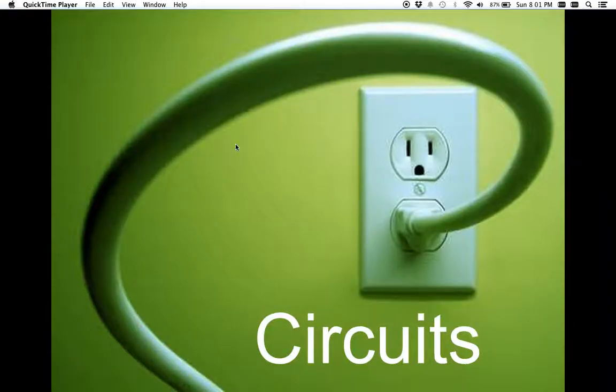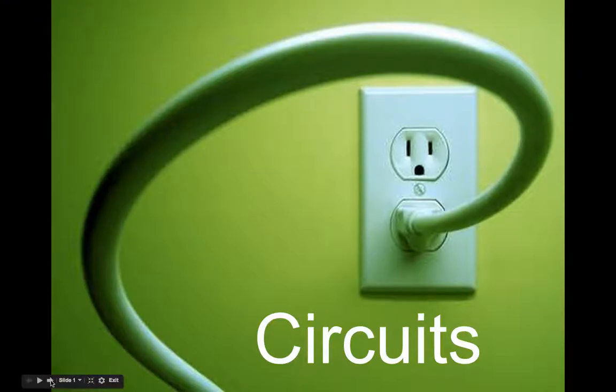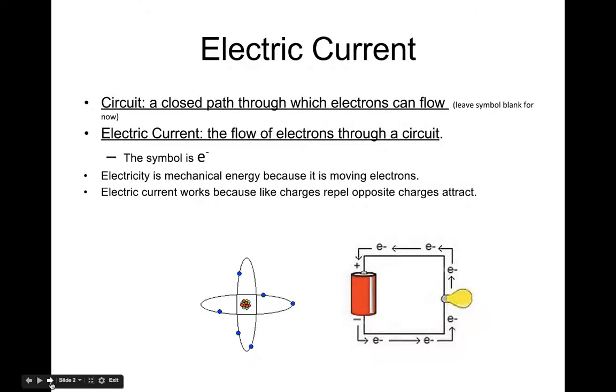Okay, so we're going to talk about circuits. We've talked about this before, but electric current is essentially just a measurement of electricity. A circuit is a closed path through which electrons can flow.